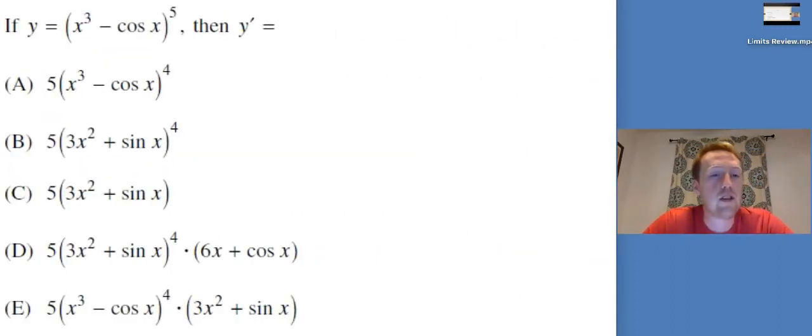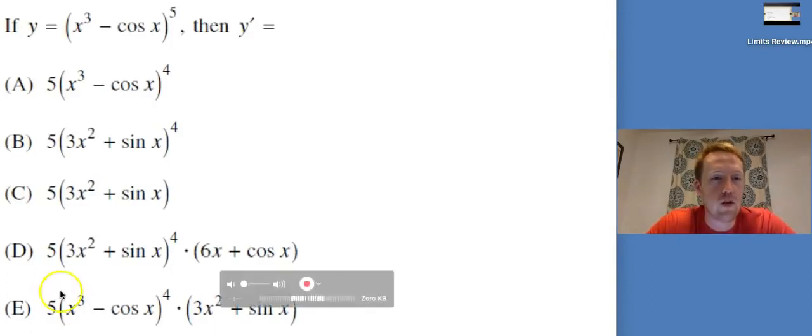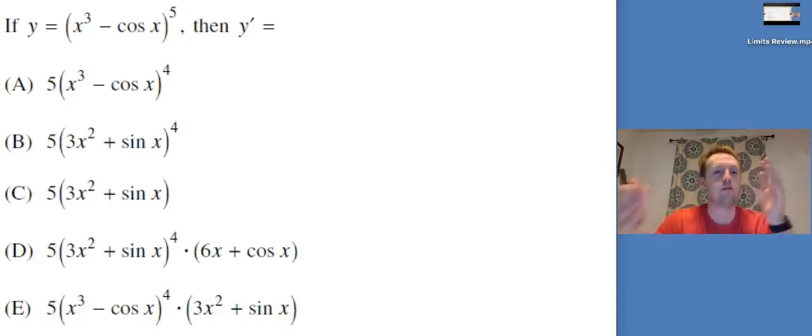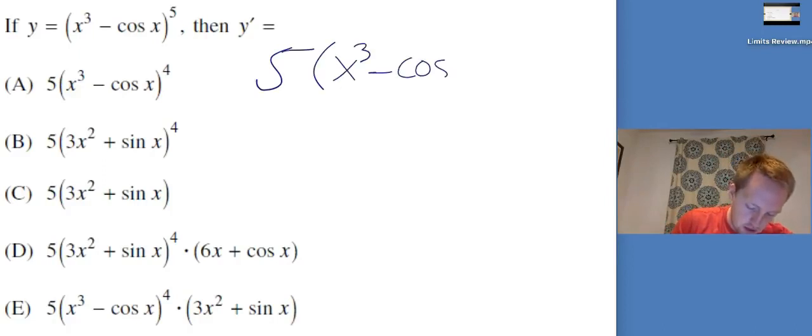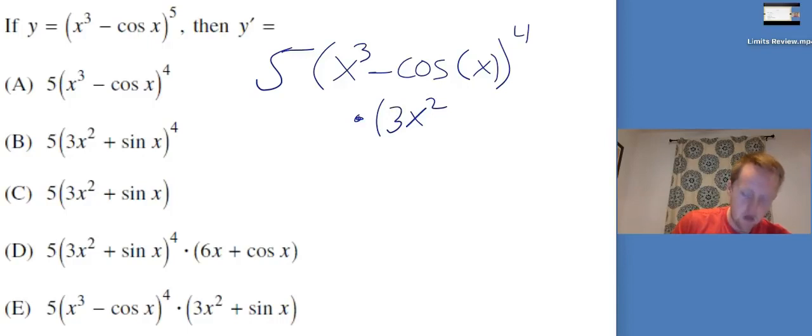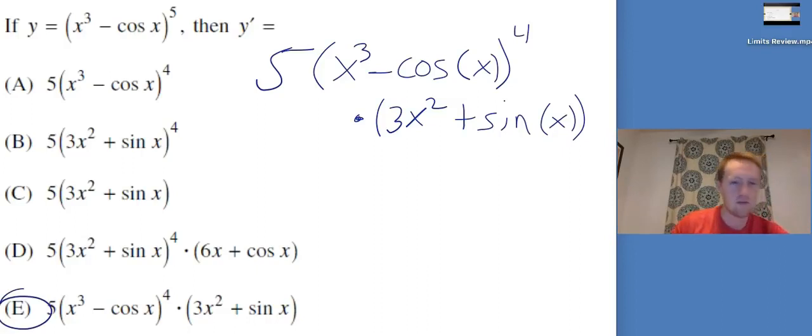Now I see x cubed minus cosine of x to the 5th. Okay, I've got a function raised to a function. So I've got to use the chain rule. I've got a function inside a function, right? I've got a function raised to some power. So first thing I'm going to do is bring down the 5. X cubed minus cosine of x to the 4th. Okay, there's the derivative of the outside. Now I need to multiply by the derivative of the inside. Well, the derivative of the inside, 3x squared. The derivative of minus cosine is just plus sine. So that looks a lot like answer choice E.